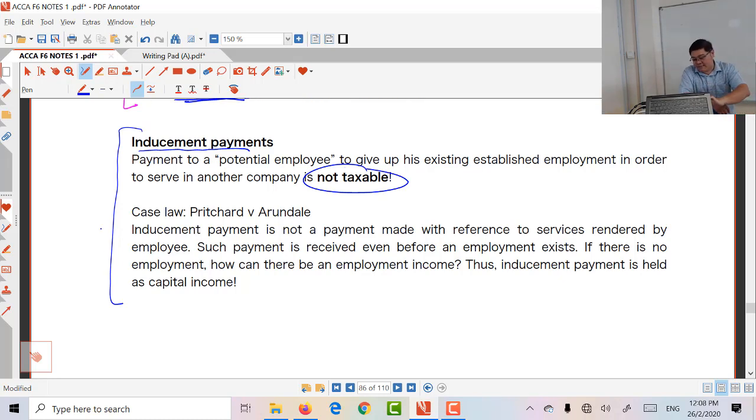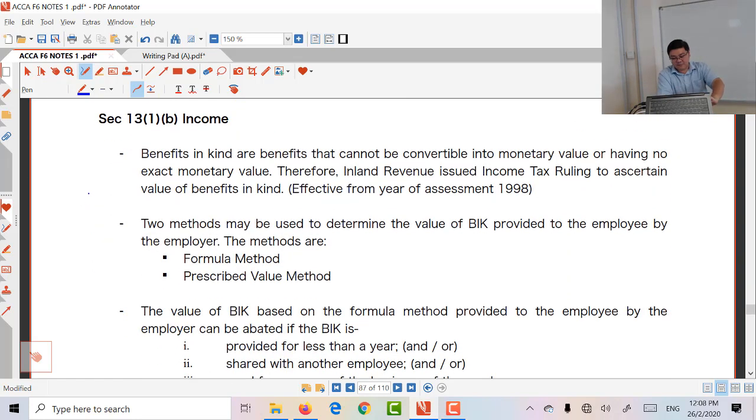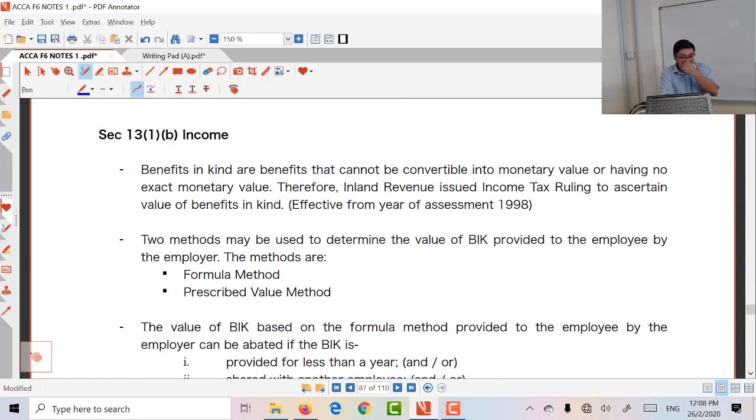So I have basically finished off the things under 13.1A. It's a lot, right? Now let's move on to 13.1B.